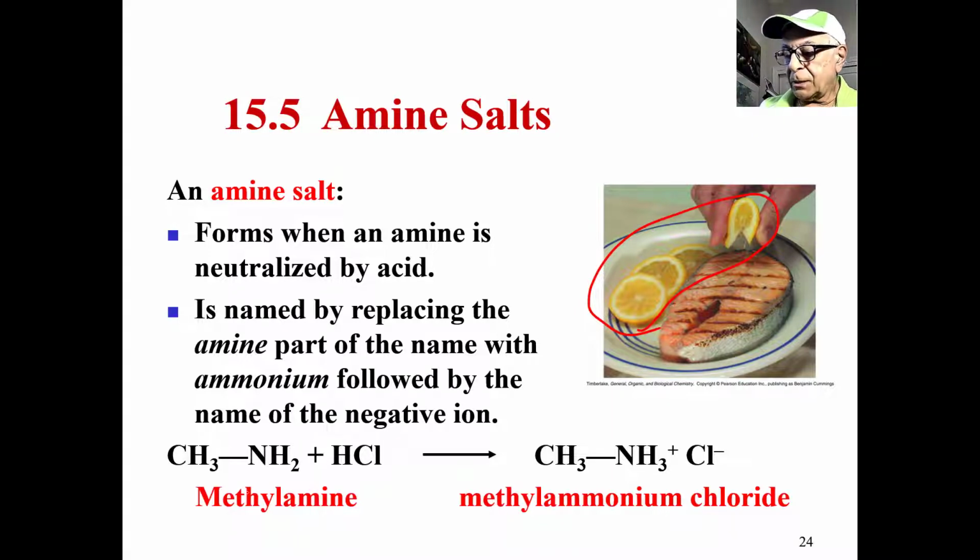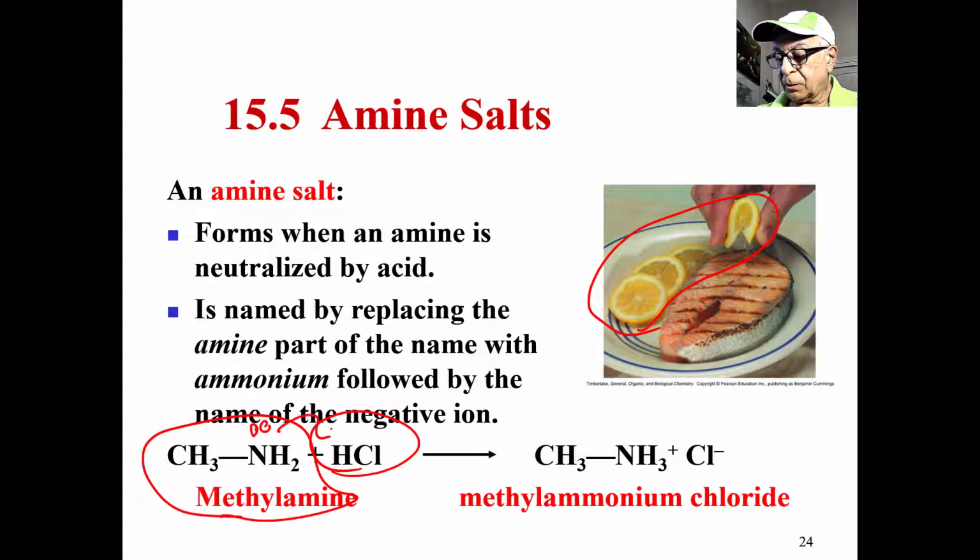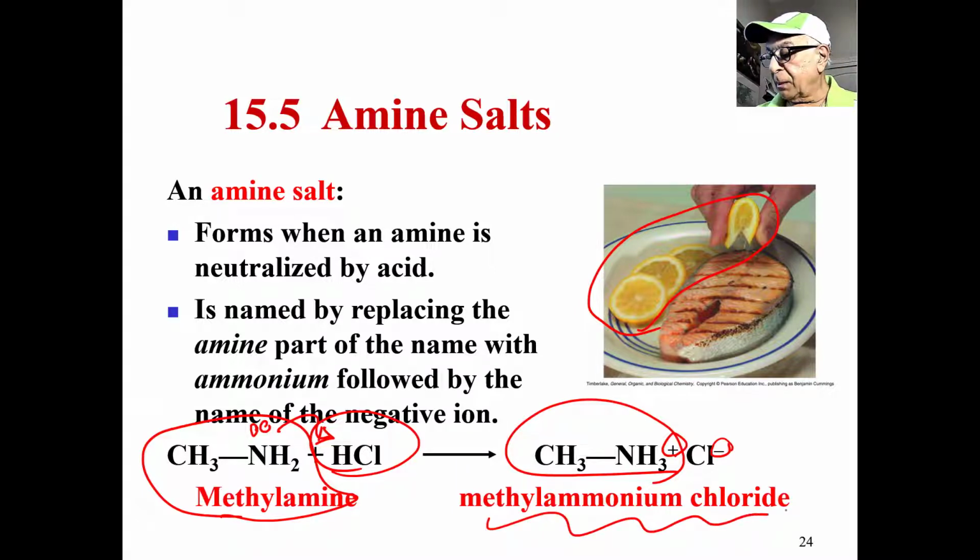And this is the reaction. It's not the reaction of methylamine with citric acid, but a reaction with hydrochloric acid. So what happens? Again, the basic properties of the amine are going to pick up the hydrogen. So you make methylammonium, and then Cl minus is bonded with the positive charge. It's an ionic bond. So we call this methylammonium chloride.